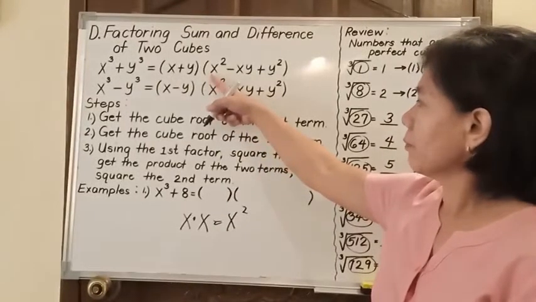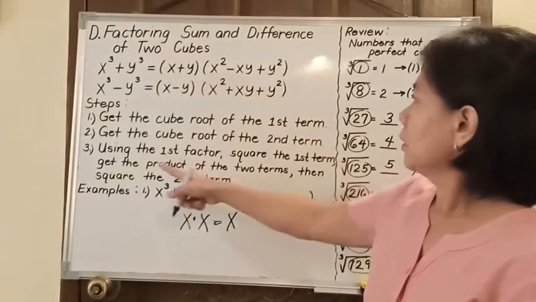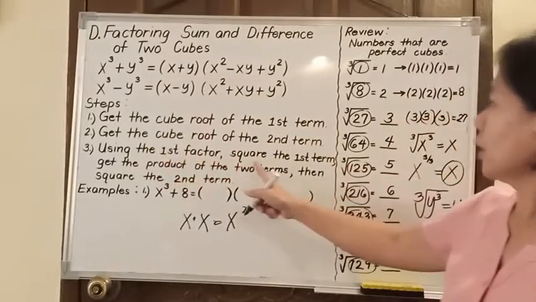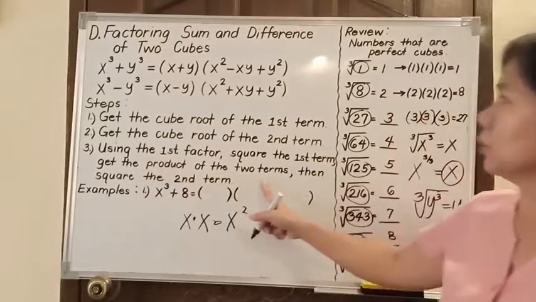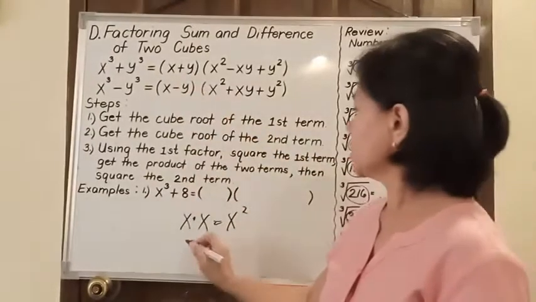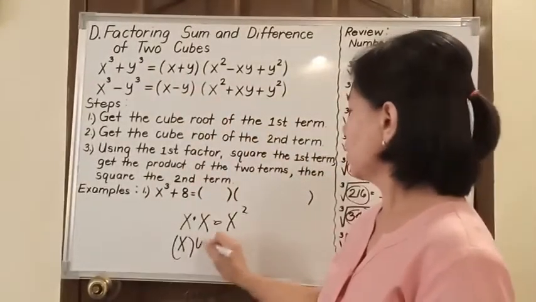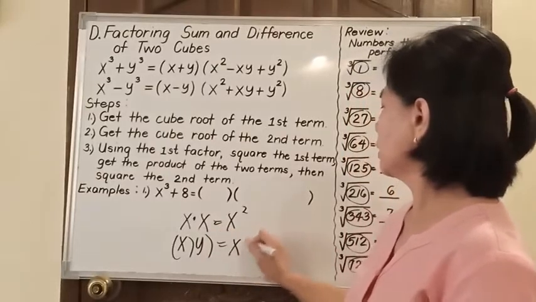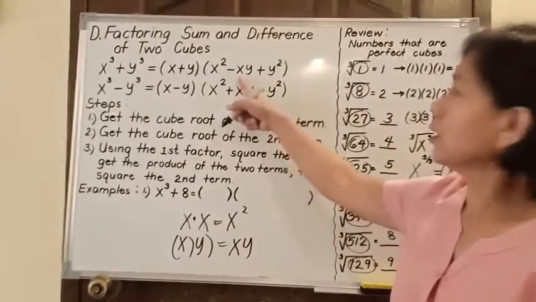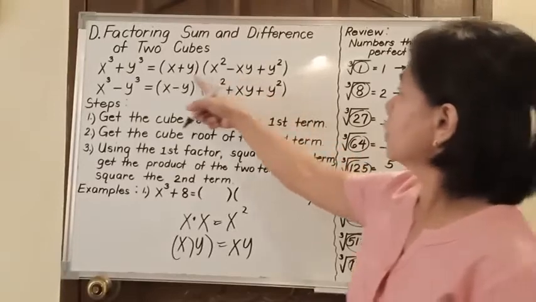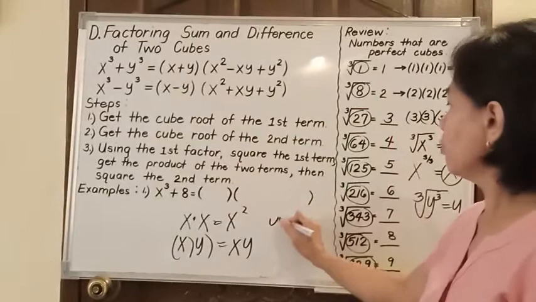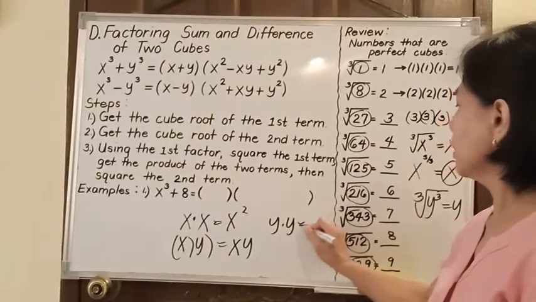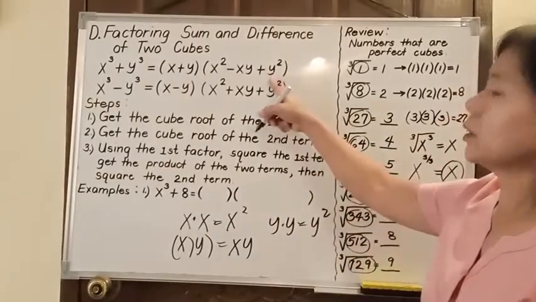And then next, using the first factor, square the first term, and that is x squared. Then next, get the product of the two terms. Our two terms are x and y. What is x times y? It is xy. And then next, get the square of the second term. Getting the square of y means y times y, and that is y squared.